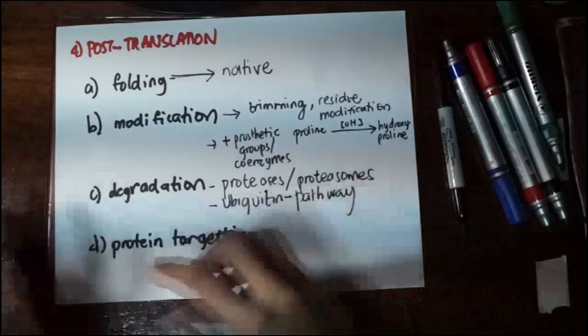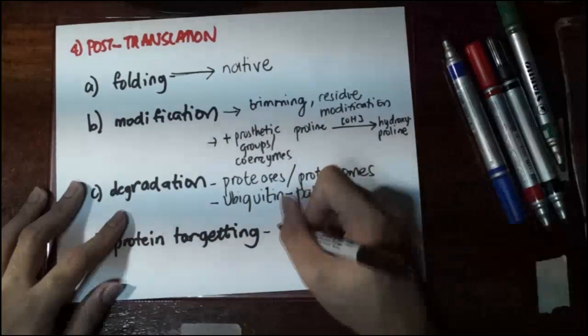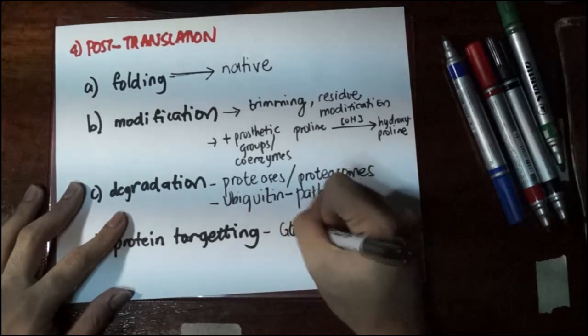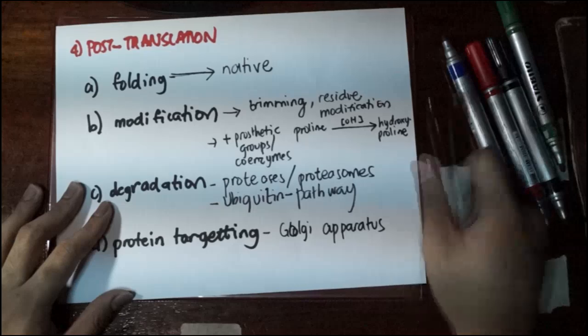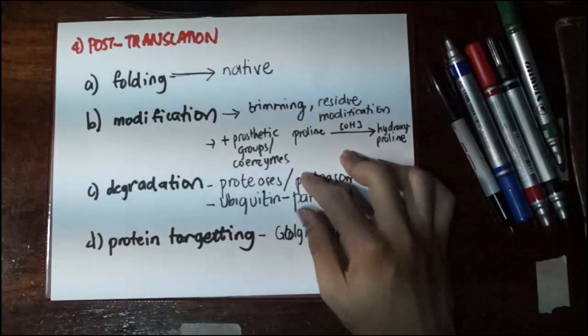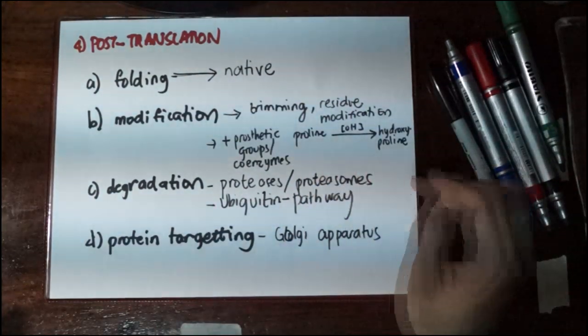And then finally, protein targeting. You want some of these proteins to go to certain parts of the cell. So the Golgi apparatus will do that in order for a protein to go from one cell to another or even to different organs of the body. And that's it for translation.